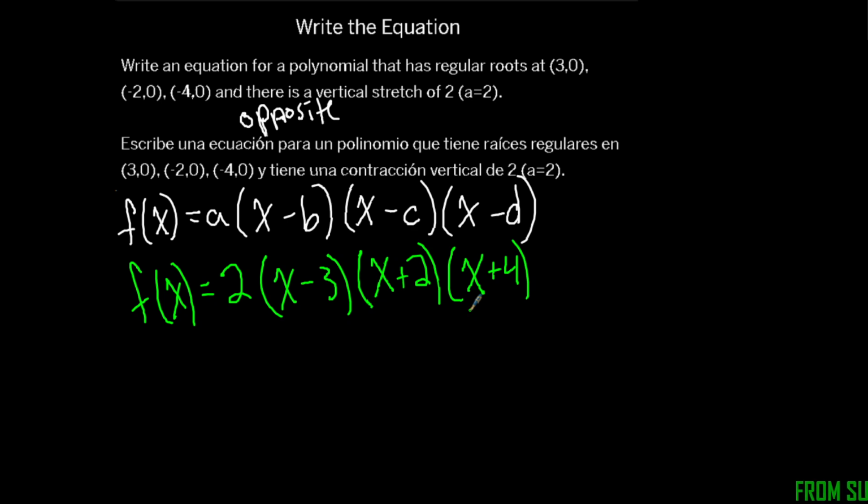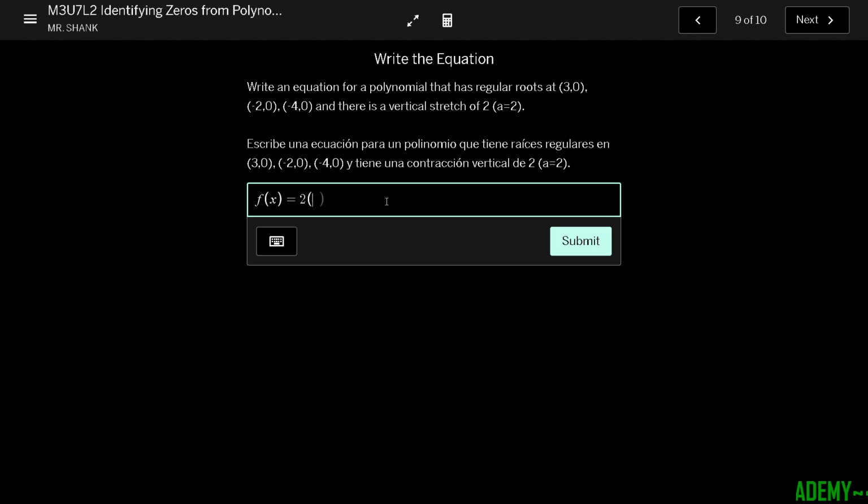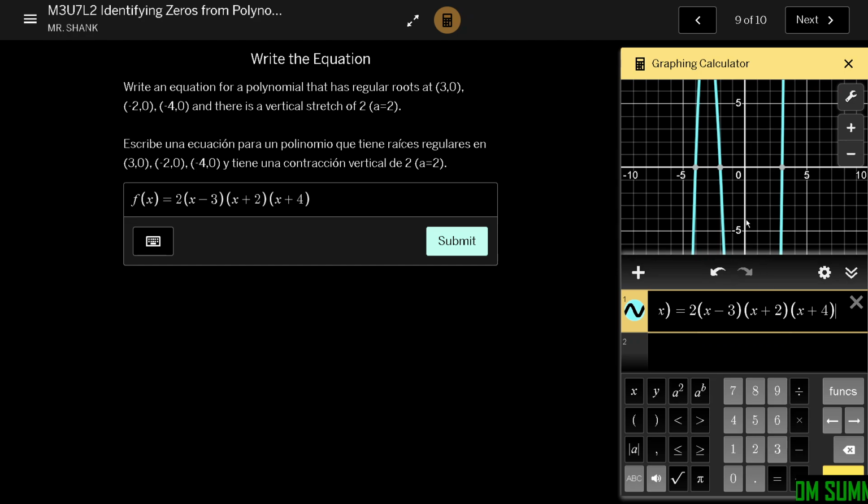So what I'm going to do is switch back to Desmos here. Now let's try typing it out. Let's say I have f of x equals 2, parentheses x minus 3, parentheses x plus 2, and x plus 4. Okay, and before I submit that, I want to make sure. Let's graph it out.